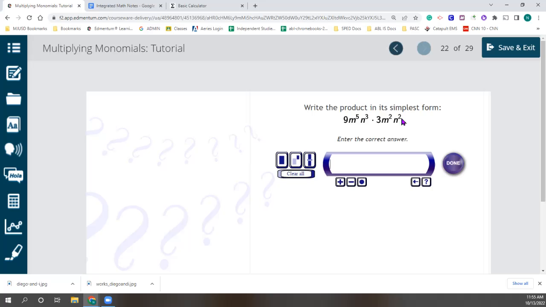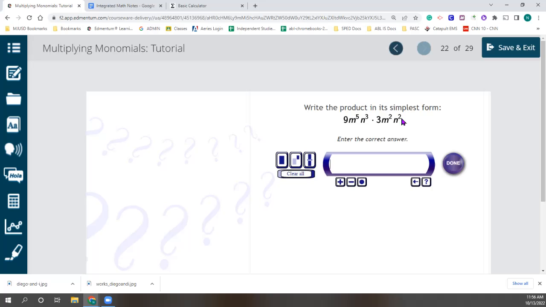And then I am going to put all of the variables. So I've got m5 multiplied by m2 multiplied by n3 multiplied by n2. Combine, multiply the coefficients. 9 times 3. Hey Siri, what is 9 times 3? 9 times 3 is 27. 27. 27. Don't want to make a silly mistake in my math facts. So there we go.